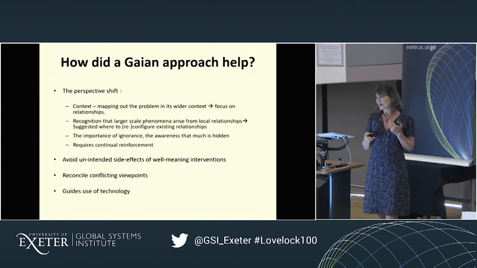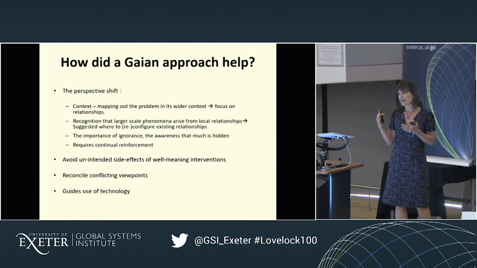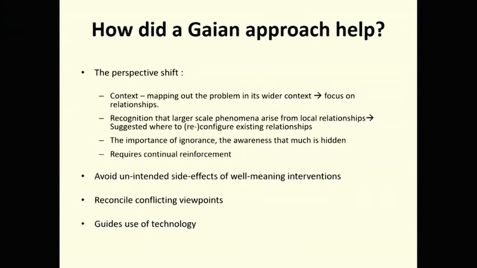So how did a Gaian approach help? I think that perspective shift of seeing a problem as emerging out of a context enabled you to identify areas where you could intervene and actually make some kind of difference. And it's that recognition that larger scale phenomena arise from local relationships. And that somehow has allowed us to do something about what seem very huge tasks like poverty and radicalization and these kinds of things. And the continual recognition that you're always coming from one perspective.